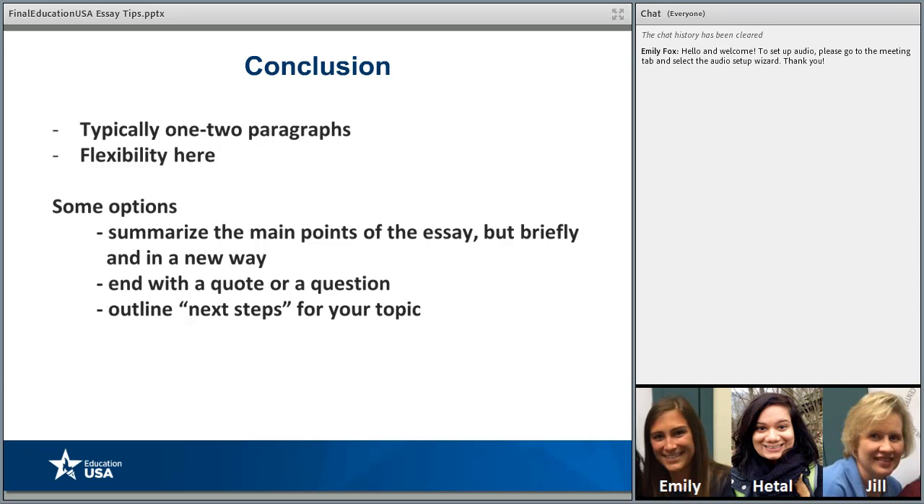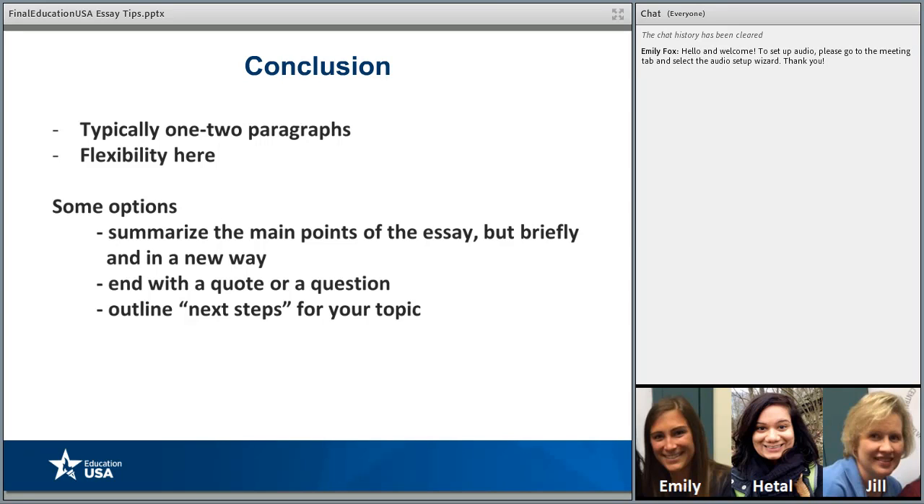Other things you can do, you can end with a quote or a question or another story, just like you did in the introduction. So you have all of those options for you. What's very good to do, what's a very nice way to conclude your essays, and it really depends on what your topic is, is to outline the next steps for your topic.